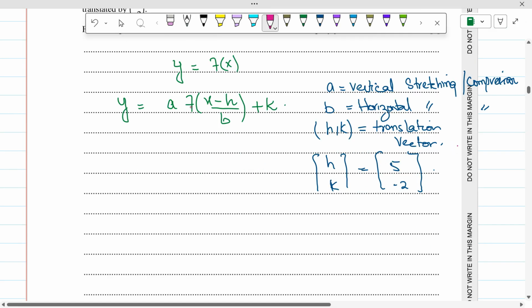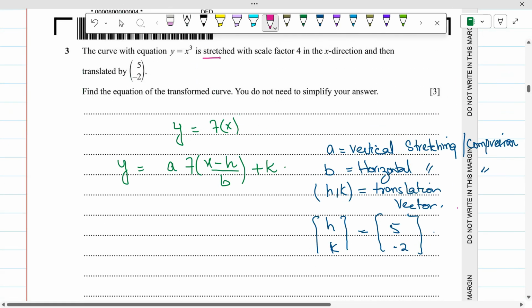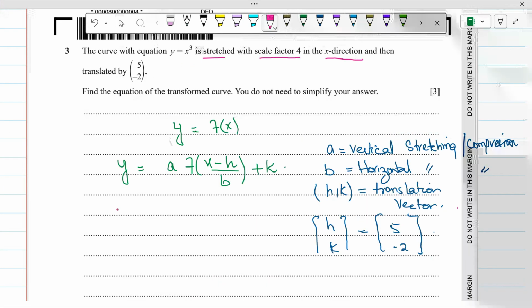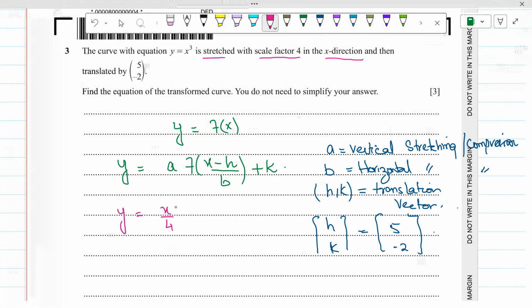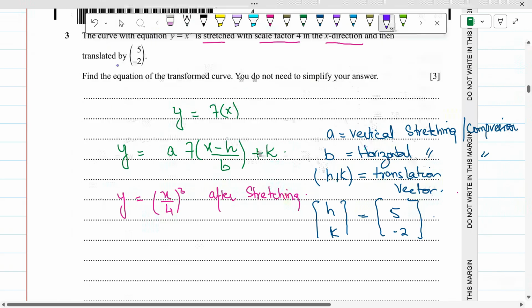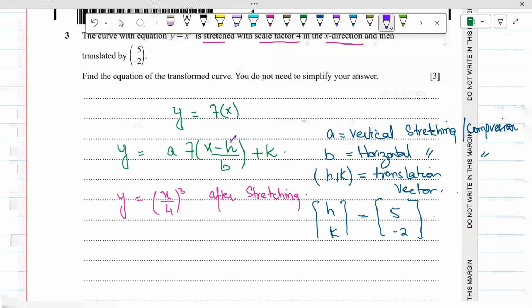Okay, so it is given that there is a stretching of factor 4 in the x direction, so y is equal to (x over 4) cubed, because b is the horizontal stretching or compression. This is after stretching. Now there is a translation by the vector (5, -2), so h is the horizontal component for the translation, and k is the vertical component for the translation or shifting.